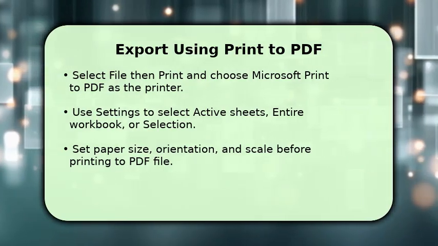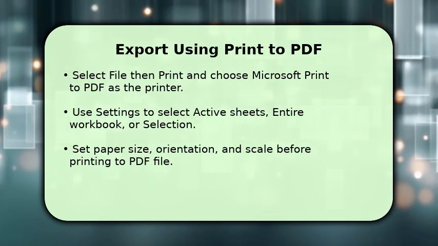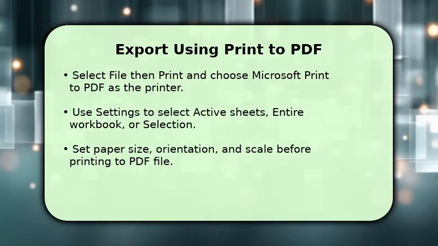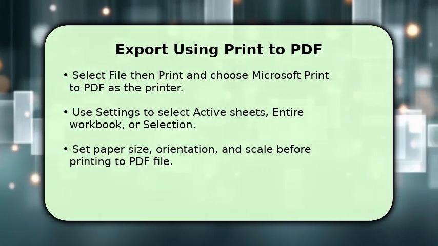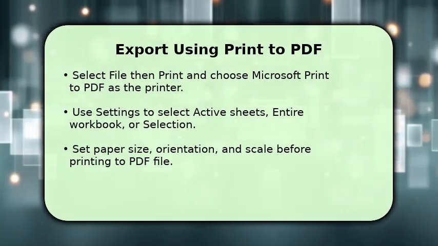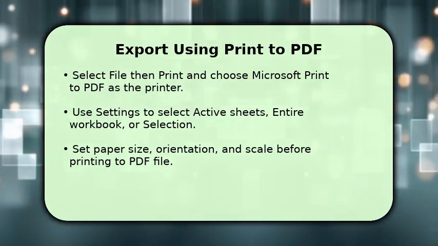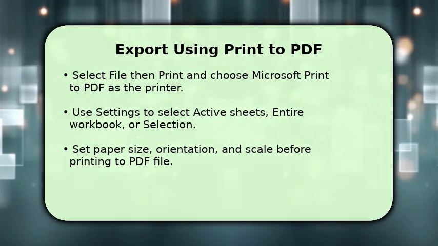Set paper size, orientation, and scale in the print settings to ensure correct layout. Click Print and then choose a save location and file name when prompted by the PDF printer. The PDF will be generated and saved to the location you chose.